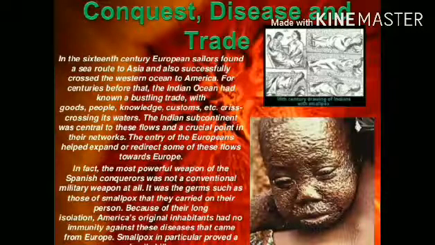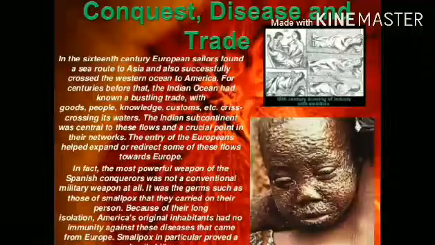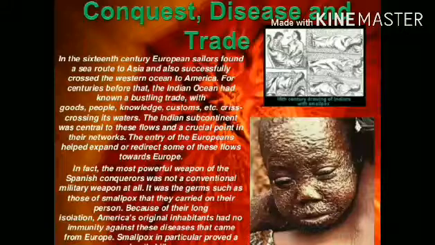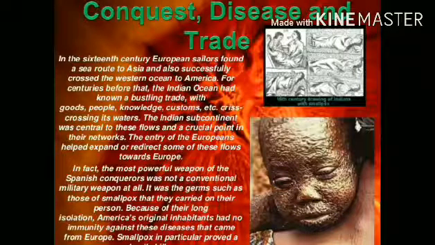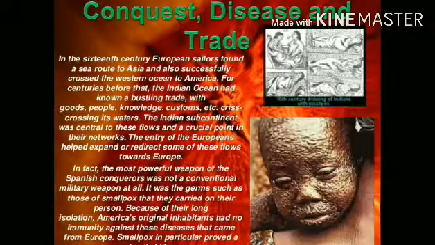So, globalization has increased the spread of infectious disease. The outbreak of the new virus, that is the coronavirus, that began in Wuhan, China, turned into a global pandemic. So, this was the brief introduction of globalization.